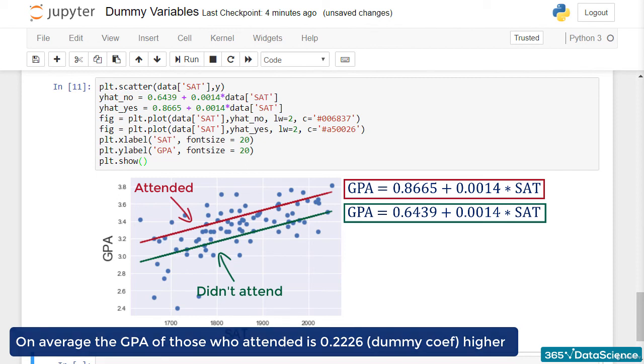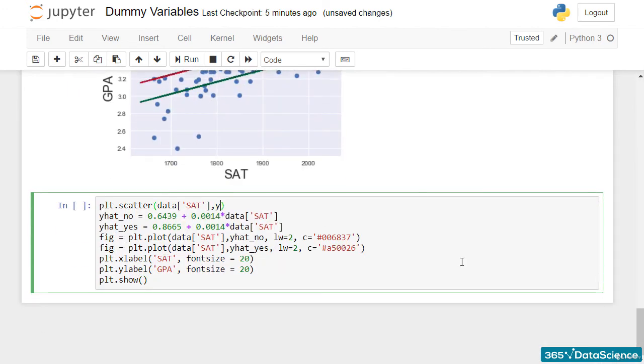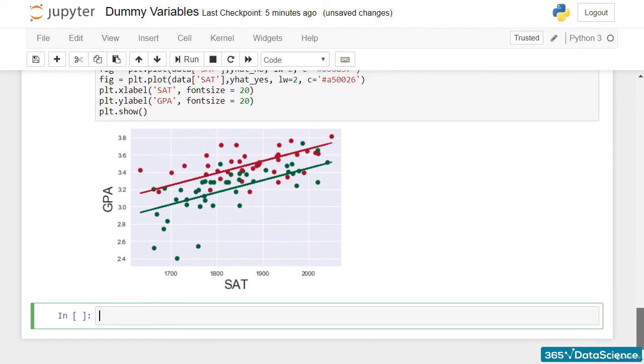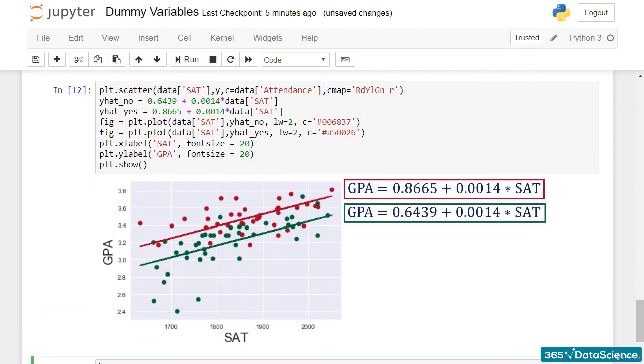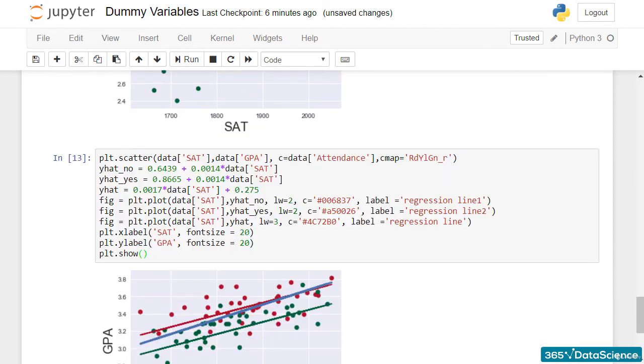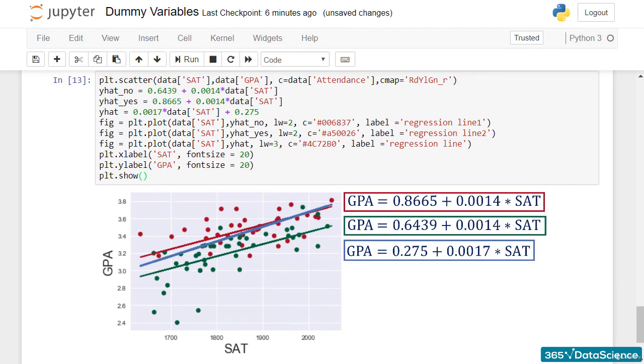We can even think about these as two separate regressions. Let me color the points, which refer to students who attended classes, so the red line, and students who did not attend, the green line. You can clearly see the difference now, right? Finally, I will put the original regression line on the graph. It is steeper and goes somewhat between the two lines of the dummies.